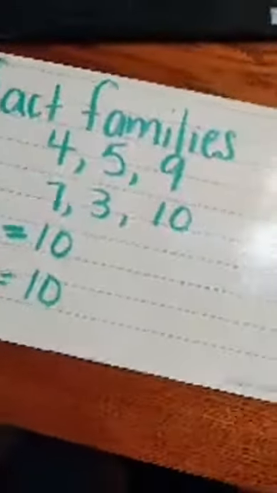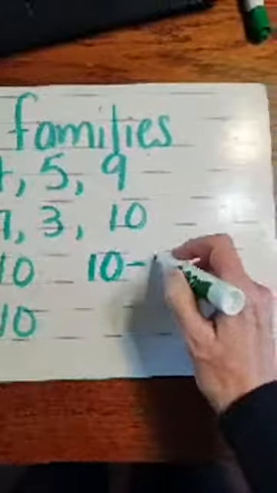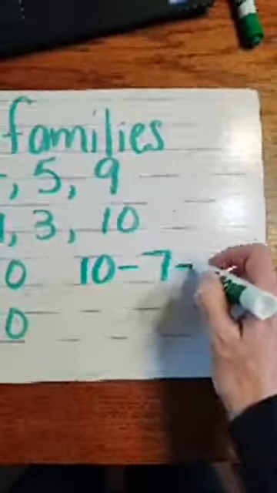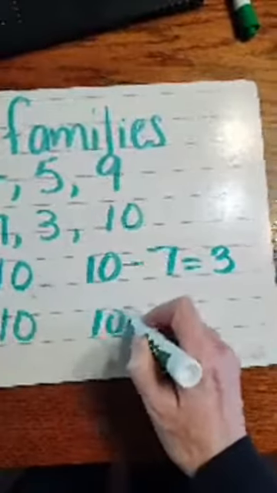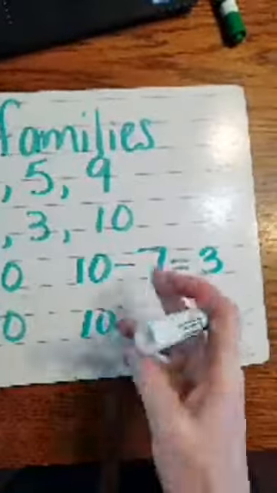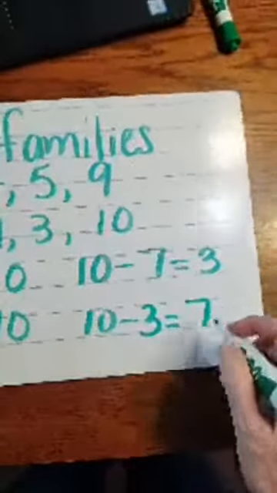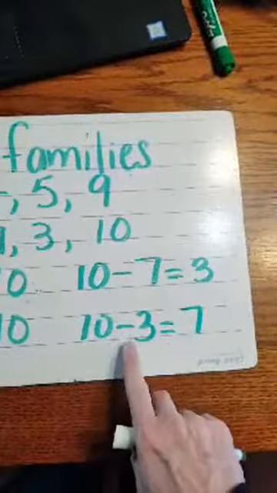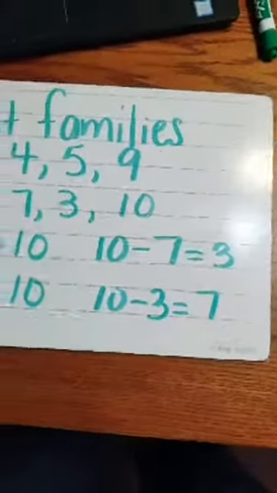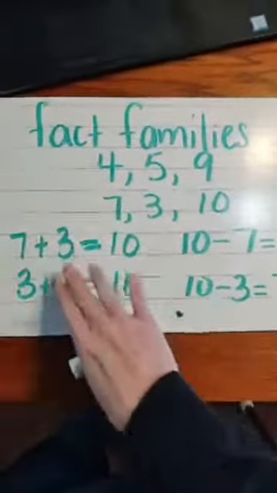All right, what do we start with for our subtraction? We always need the biggest number first. 10 minus 7 equals 3. And we can switch the two small numbers around and get that answer. 10 minus 7 equals 3, and 10 minus 3 equals 7. Okay, so our fact families help us know something.